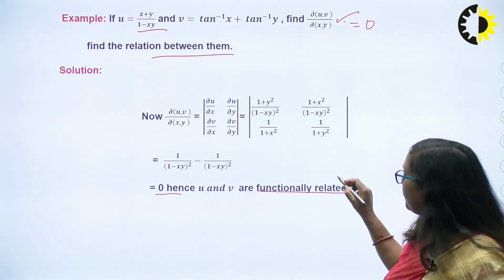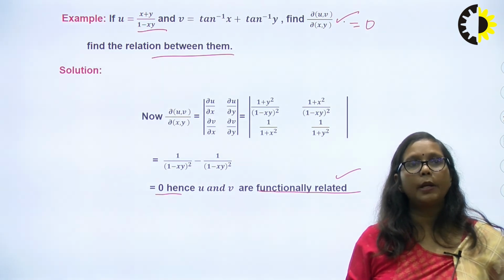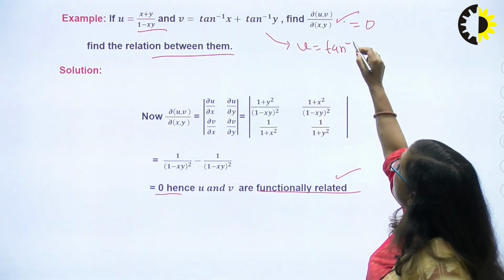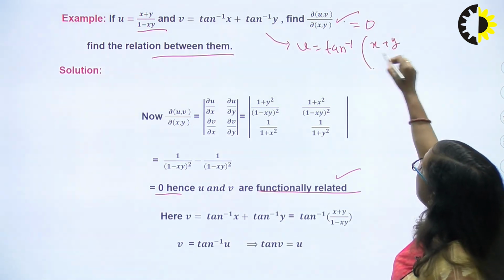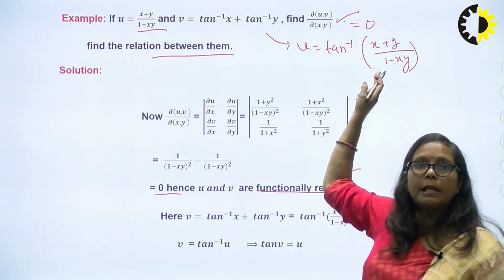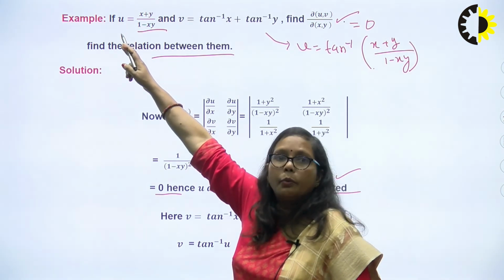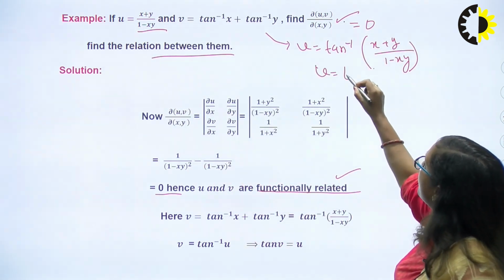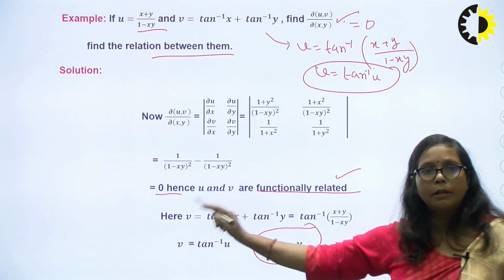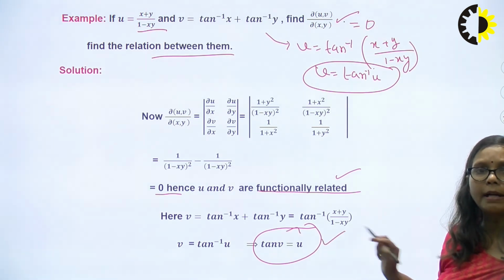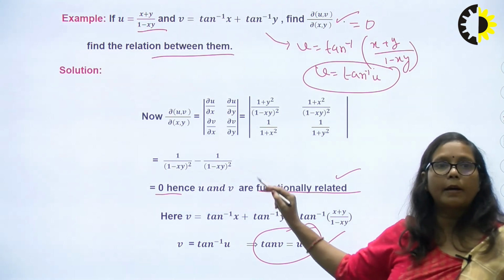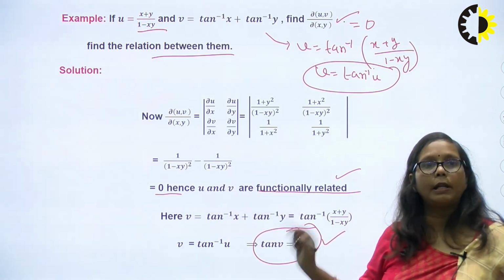Now, if they are functionally related, there must exist a relation between u and v. Look at what the relation is. Now v here is tan inverse x plus tan inverse y. So this is nothing but tan inverse of x plus y divided by 1 minus xy. This is the formula for tan inverse A plus tan inverse B, which is tan inverse of A plus B by 1 minus AB. And what is this x plus y by 1 minus xy? This is nothing but u. So replacing this value with u, we get that v equals tan inverse u, and this is the final relation. Or shifting tan inverse to the left hand side, we get tan v equals u. So this is the final relation between u and v, and this type of relation is possible only when the Jacobian of uv with respect to xy comes out to be equal to 0. Then only we say that u and v are functionally related.